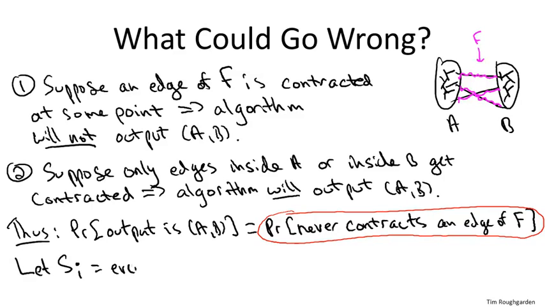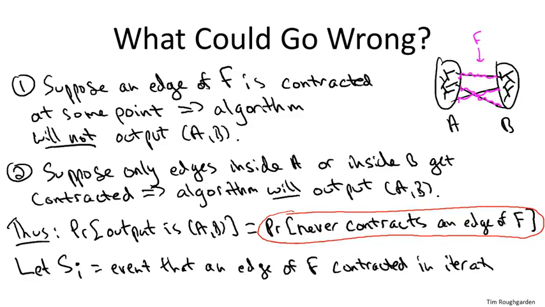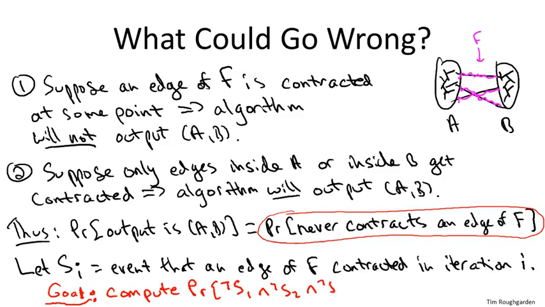So to compute the probability of success, we want to compute the probability that none of the events S_1, S_2, up to S_{n-2} ever occur. I'm going to use this not symbol to say that S_1 does not happen. So we don't screw up in iteration 1, we don't screw up in iteration 2, we don't screw up in iteration 3, and so on, all the way up to we don't contract anything from capital F in the final iteration either. So summarizing, analyzing the success probability of the contraction algorithm boils down to analyzing the probability of this event, the intersection of all of the not S_i's with i ranging from iteration 1 to iteration n-2.